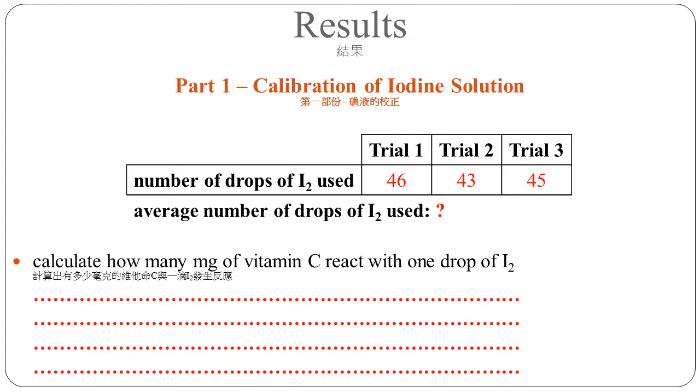Here shows the results of Part 1, calibration of iodine solution. This table shows the number of drops of iodine used in Trial 1, Trial 2, and Trial 3. And you need to calculate the average number of drops of iodine used, and then calculate how many milligrams of vitamin C react with 1 drop of iodine.